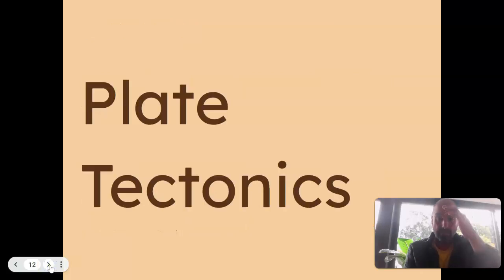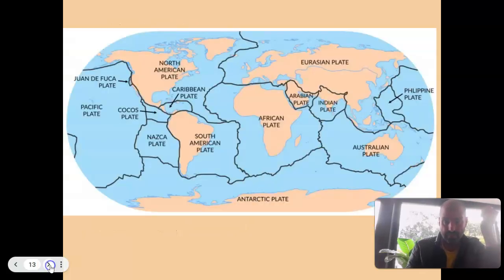And here we go. We're going to be talking about plate tectonics. So our world, our crust, is broken. It's broken up into different pieces, and we call those different pieces plates. And the way they move and interact, we call tectonics. So the whole thing is called plate tectonics.